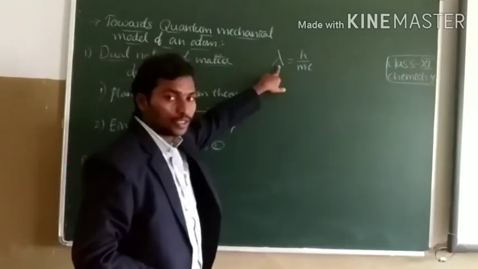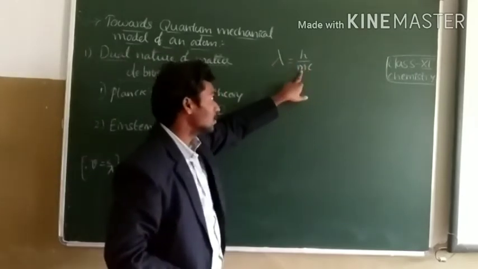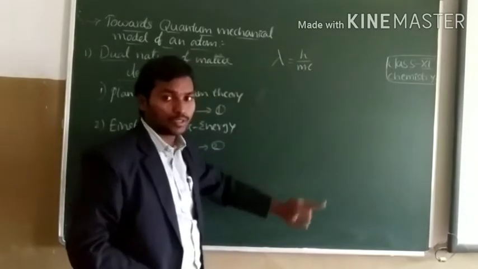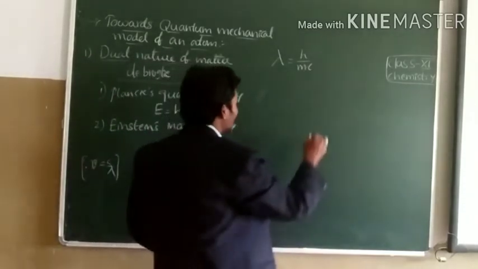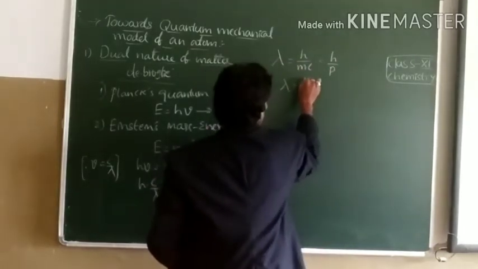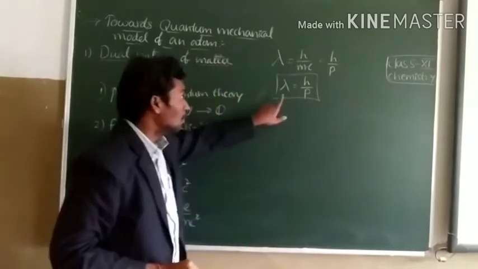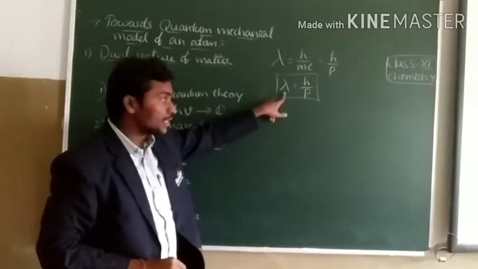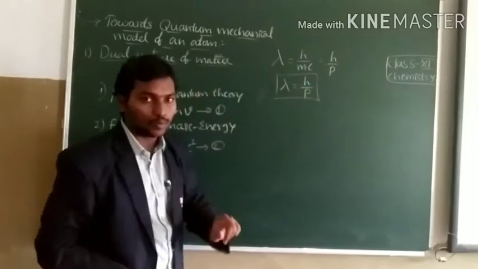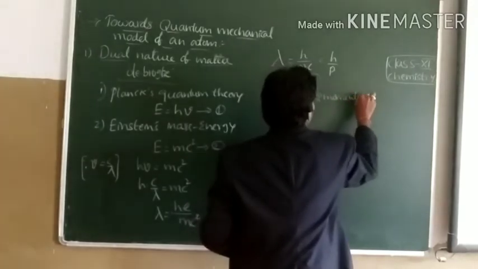Lambda is the wavelength of the radiation and h is Planck's constant. m is the mass of the particle, and c is the velocity of the particle, that is the velocity of light. It can be written as h by p. So lambda is equal to h by p, children, where lambda is the wavelength of the radiation, h is Planck's constant, and p is momentum.